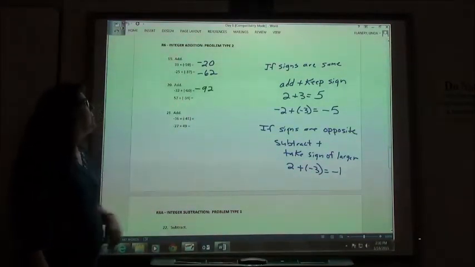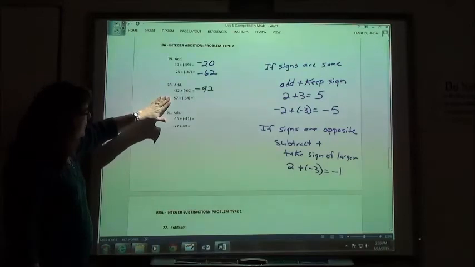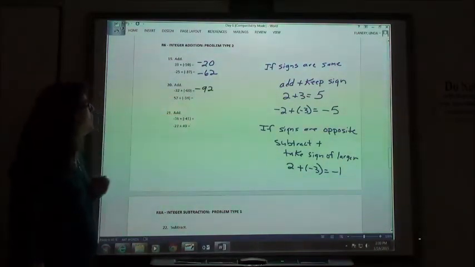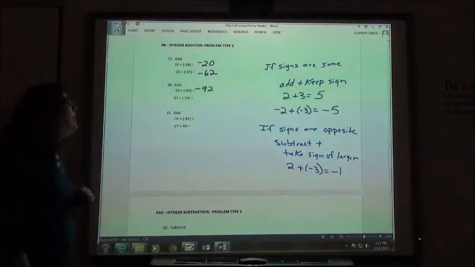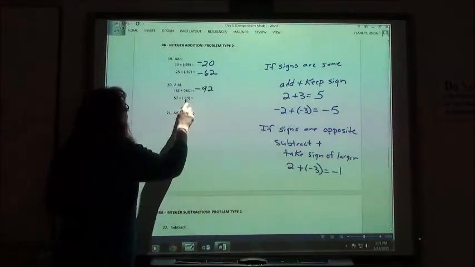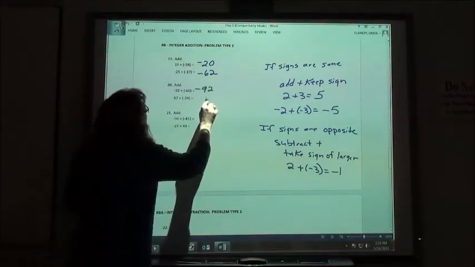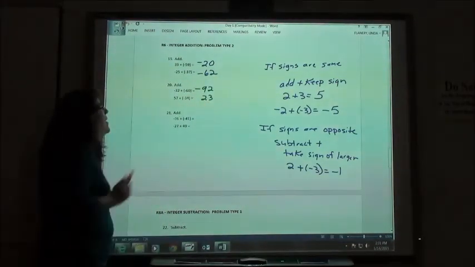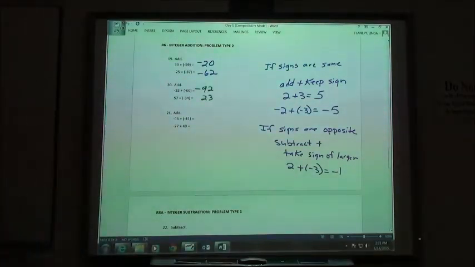57 plus negative 34. I have $57. I've got to pay you $34. I'm still going to have some money left over. I'm going to be in the positive. I'm going to subtract. So I'm going to get 23. Take the sign of the bigger one. The bigger one's positive, so positive 23.